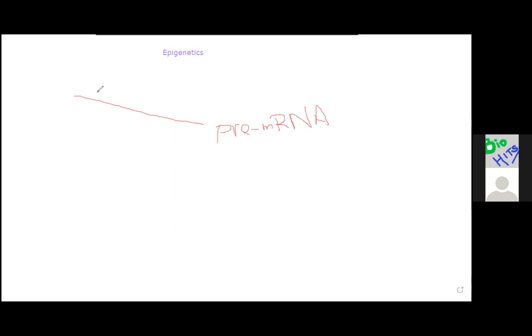Then you know the concept already. I taught you about introns and exons, how the introns will be removed. So post-transcription happens after the mature RNA is produced. You can say that once the messenger RNA is made, it can be further modified. So this messenger RNA may be available for translation, or it may not be available for translation.